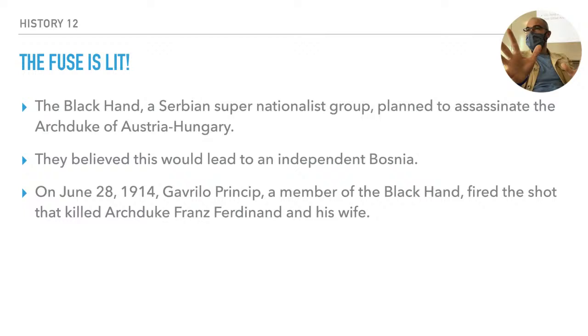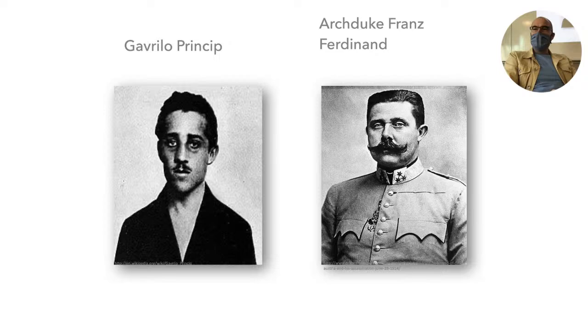And it's just happenstance that Gavrilo is in the right place at the right time, and he succeeds in assassinating Franz Ferdinand. So here's these two characters here, Franz Ferdinand with his epic mustache, and Gavrilo Princip, who looks like he was beaten up a little bit by the guards, but either way, Ferdinand is dead.